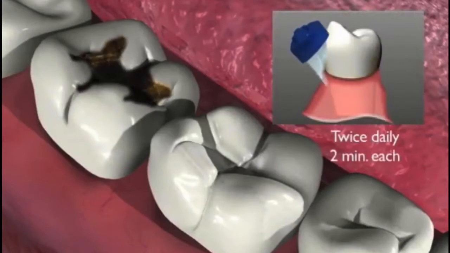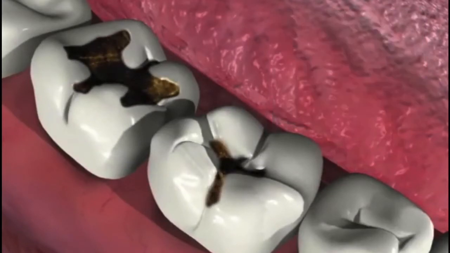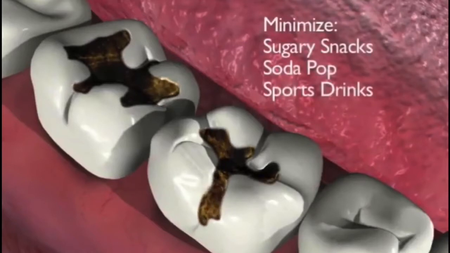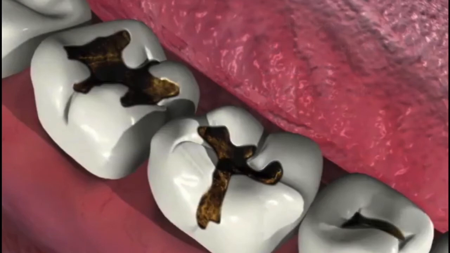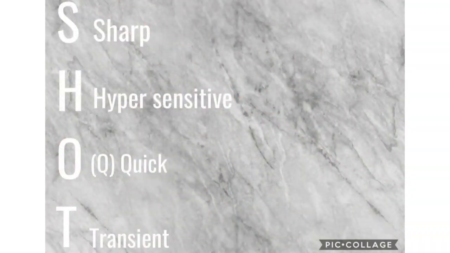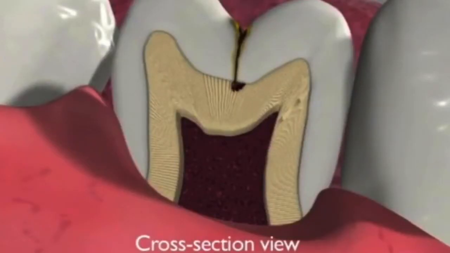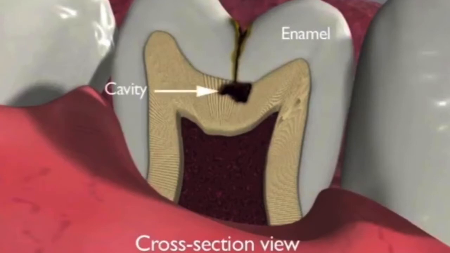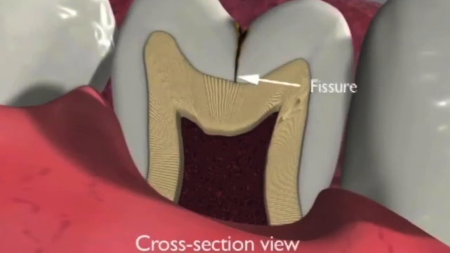So let's go back to our classification, the second of which is reversible pulpitis. When compared with a normal pulp, this situation is symptomatic. Thermal testing, usually with a cold stimulus, would cause a sharp, hypersensitive, quick, and transient response. I usually remember it as SHOT, S-H-O-T. So I use a Q instead of O, and I remember it as sharp, heightened, quick, and a transient response. So a normal pulp would have a mild to moderate response, whereas a reversible pulpitis would have a heightened response.